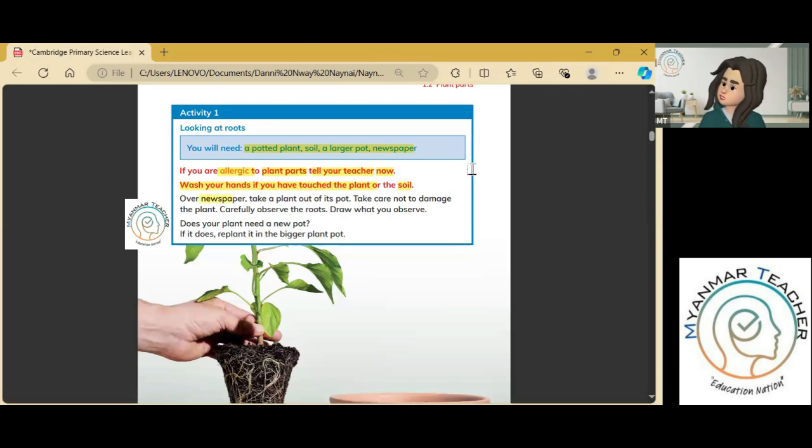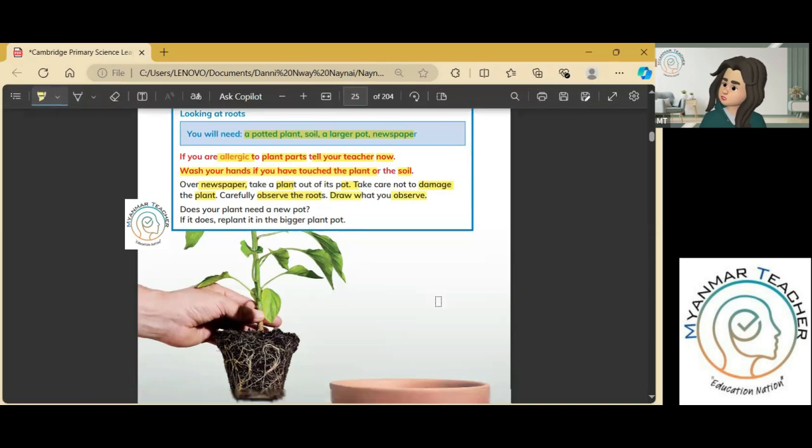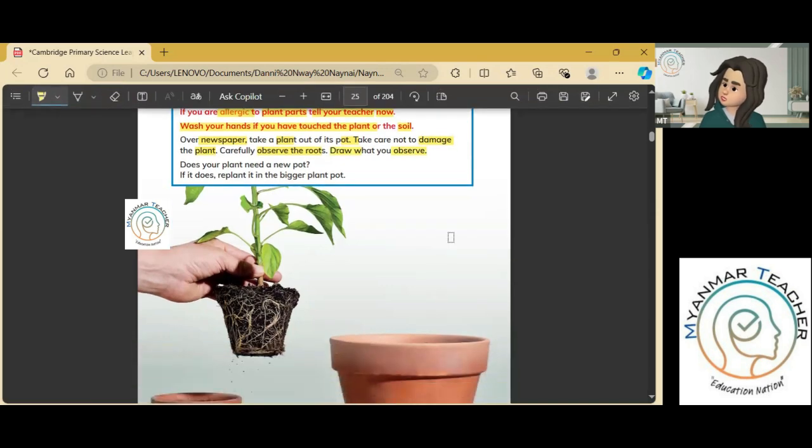Over the newspaper, take the plant out of its pot. Take care not to damage the plant. Carefully observe the roots. The roots are very fragile. If you have sharp nails and you accidentally cut one off, it will probably grow back, but it will take some time. And you have to draw what you see, and you must be very careful, because you can see where I'm pointing.